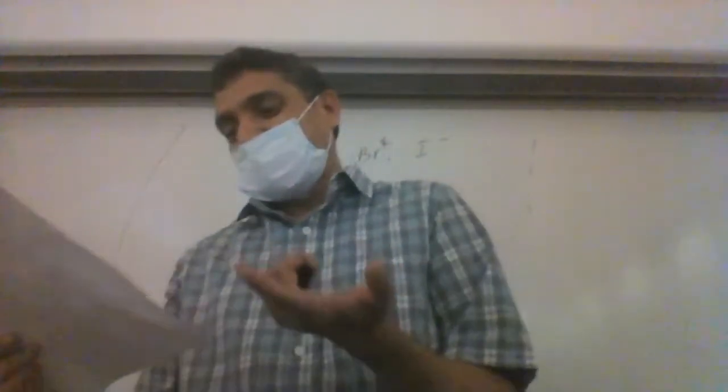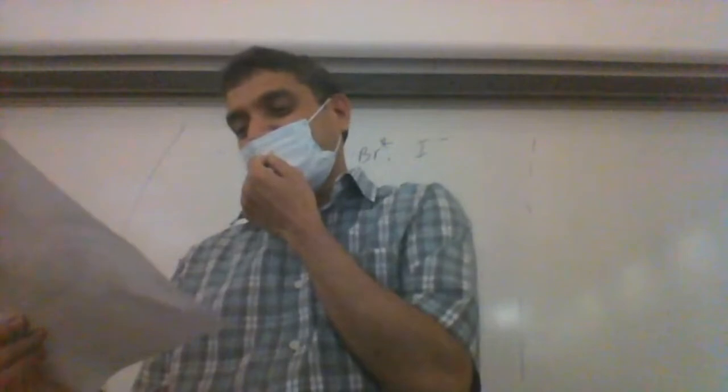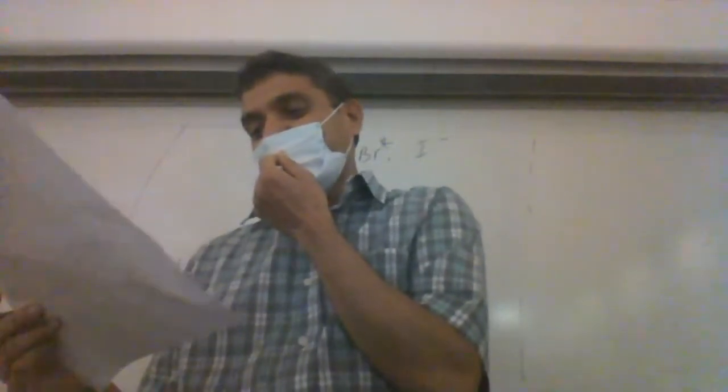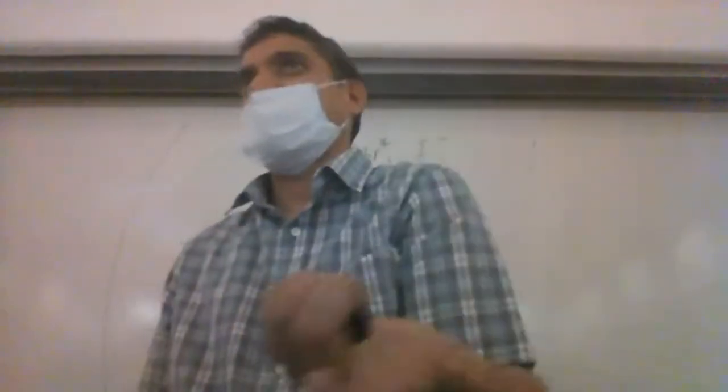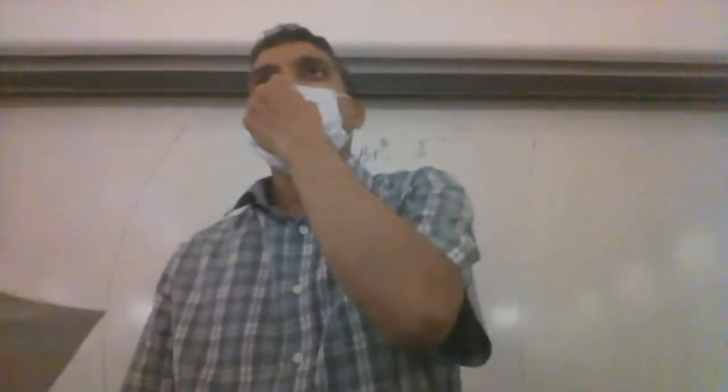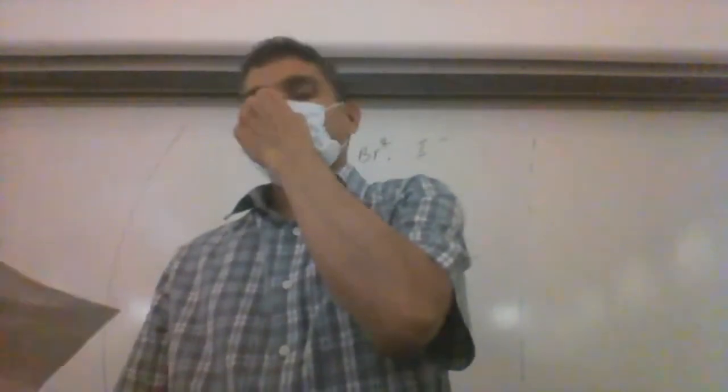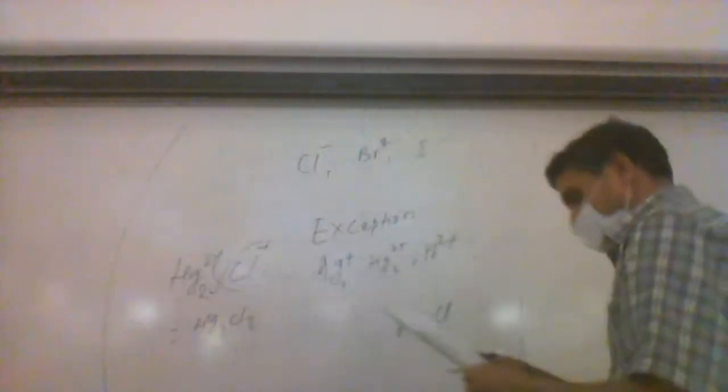So there are 9 compounds possible, right? AgCl, AgBr, AgI, Hg2Cl2, Hg2Br2, Hg2I2, PbCl2, PbBr2, PbI2. There are 9 possible compounds there. When you combine 3 with another 3, that gives you 9 compounds, and they are all insoluble. Make sense? Yes, thank you. Very good. It's a good question.